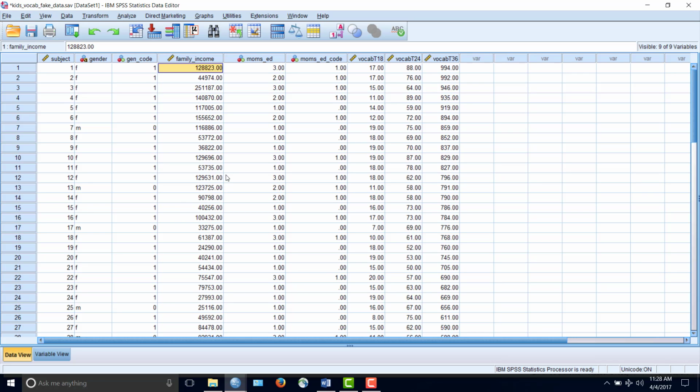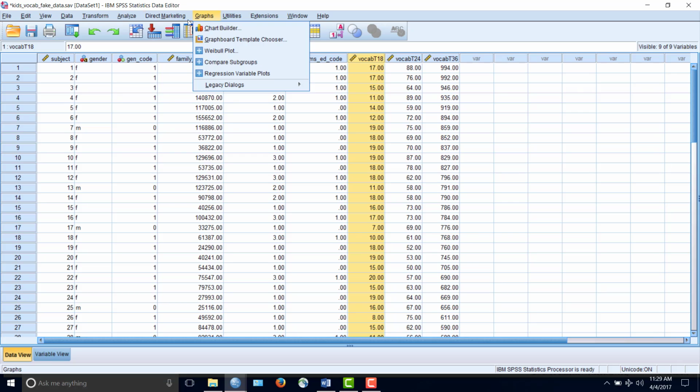Okay, so one of the maybe simplest questions that we could ask is a t-test question, and there are both between subjects and within subjects t-tests. So let's go through a between subjects t-test first. One simple example would be to see whether or not there is a vocabulary difference between boys and girls in this data set at, let's say, 18 months. We could do this at 24 months or 36 months, but for this first example, we'll just see whether or not boys and girls differ in terms of their vocabulary at 18 months.